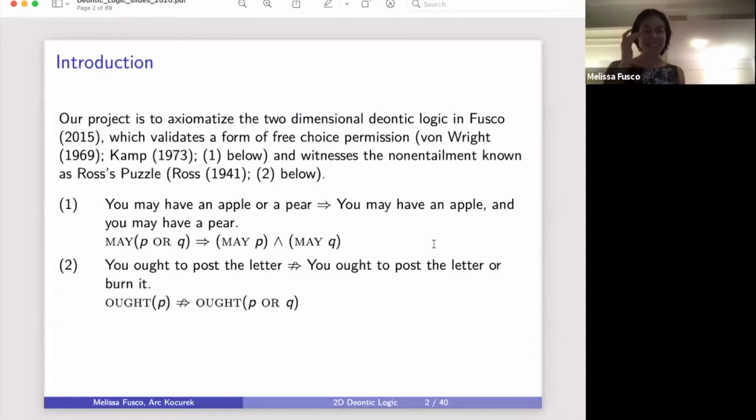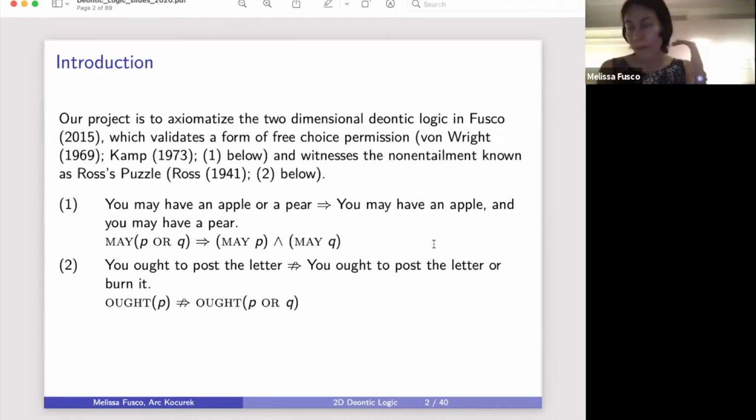There we go. Okay. So what my project across a few papers actually is, is to axiomatize a two-dimensional Deontic logic that I defended on natural language grounds in my dissertation, which validates the form of free choice permission and witnesses the non-entailment known as Ross's puzzle.